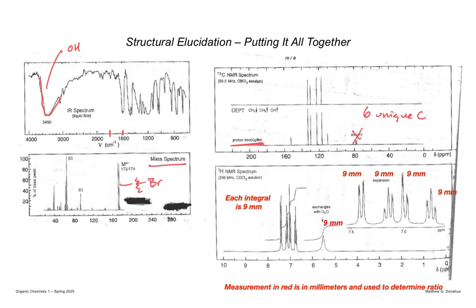And you would arrive at the same thing again, just to show it real quick. If you took 172 minus 79, so that's Br, minus 16, that's oxygen, you're going to get some number. That's going to be your C plus H count. You would arrive again at 6 carbons.